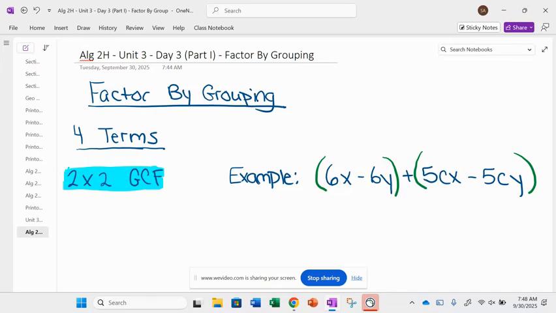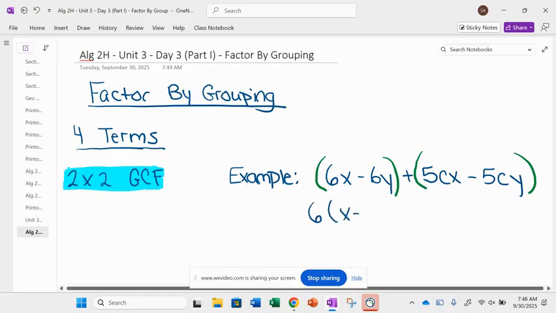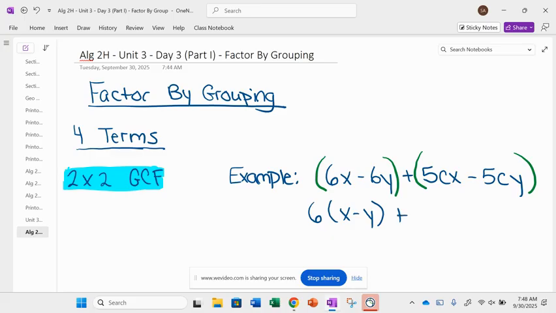In my first grouping, can't I pull out a GCF of 6? So I'm going to go ahead and pull out that GCF of 6. In the second grouping, I can pull out a GCF, not just a 5, but a 5c. So I'm going to go ahead and do that. I'm going to pull out a 5c, and I'm left with x minus y. This is essential. When you choose your groupings, once you pull out the GCF, what's left in the parentheses has to be the same in both groupings. If it's not the same in both groupings, this isn't going to work.